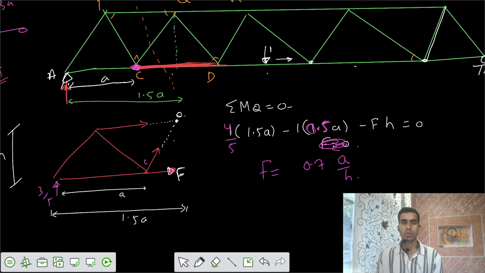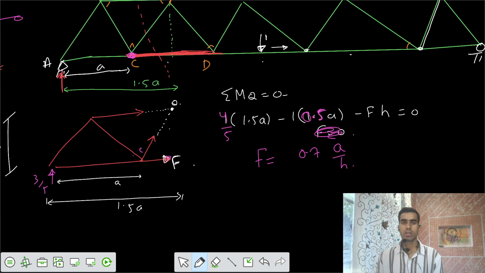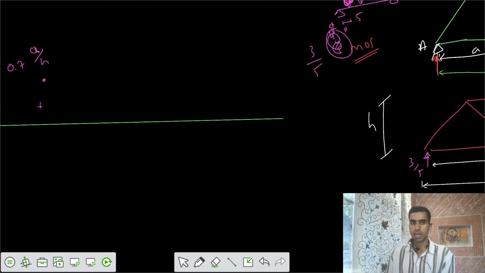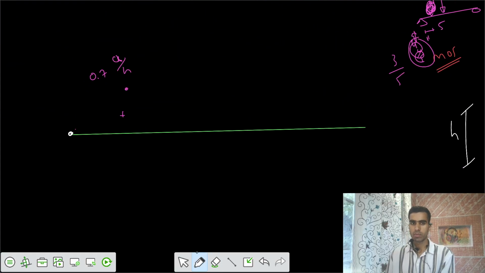There is no other load in this section. The load is placed at D, so no load is in this section now. Only this reaction of 3 by 5. And there is some moment developed, 3 by 5 of 1.5a. Then the minus term is not there. So I can get the value of F equal to 0.9 a by h, somewhere here, 0.9 a by h.